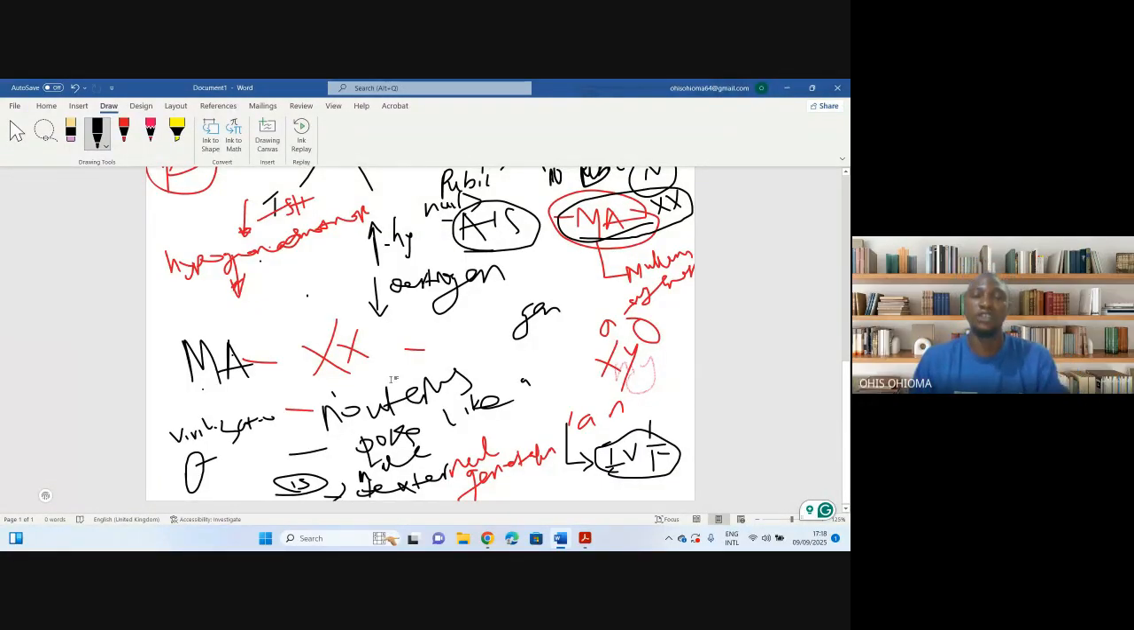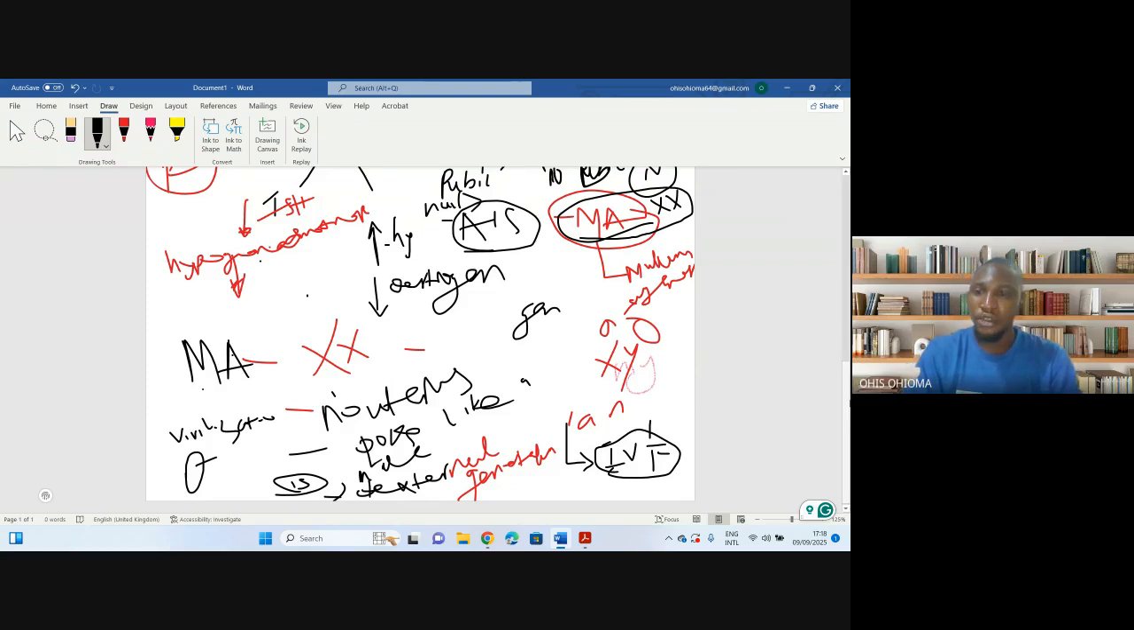So outwardly, the patient has features of a male, but inwardly, the patient doesn't have a uterus, but can have ovary. Sometimes in the question, they might tell you that the patient has a uterus, an ovary. Sometimes they might not tell you. They might not put it in the question, right?